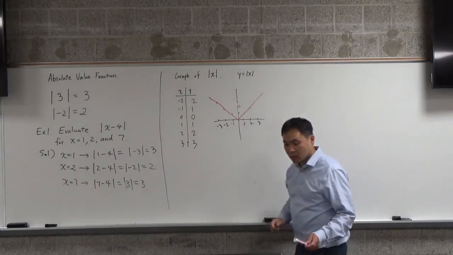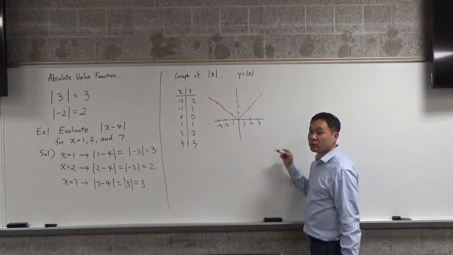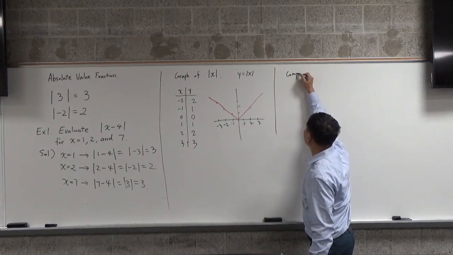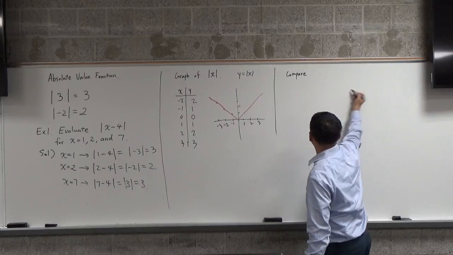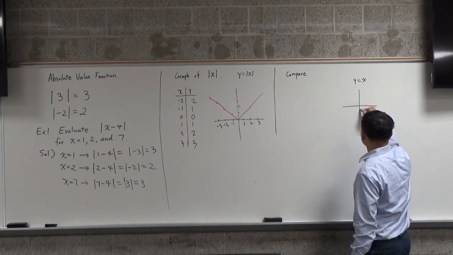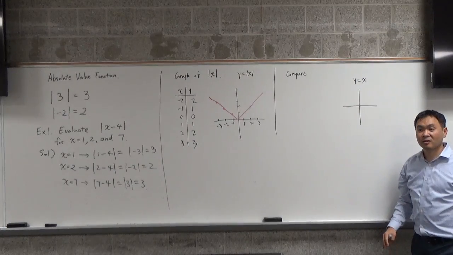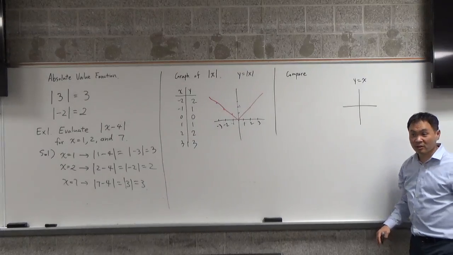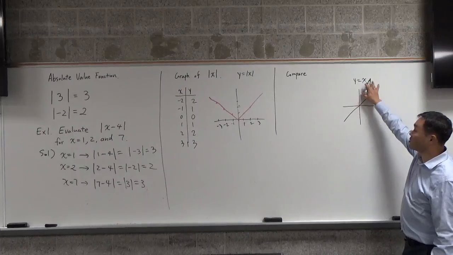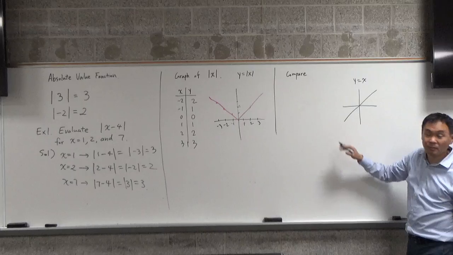And what you need to do is compare this graph with the following graphs. So compare y equals x. Do you know the graph of y equals x? Can you draw it on the air? It's a straight line at 45 degrees, right? So it's this one. It has to pass through 1, 1, 2, 2, 3, 3, all of those.